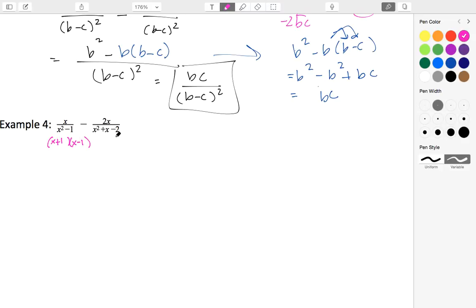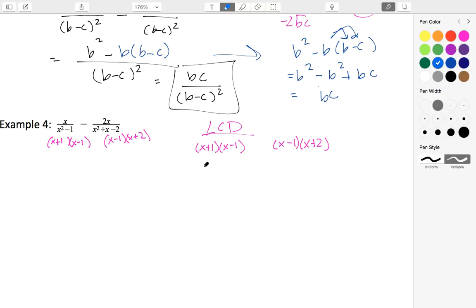And then here I have x squared plus x minus 2. You can do the box method for that, or you can do it in your head, which is what I'm doing. And so then this will become plus 2 and minus 1, right? So these are the factors of our denominators. So you can go ahead and list them here for the least common denominator. So we have x plus 1 and then x minus 1 as one set, and then x minus 1 and then x plus 2.